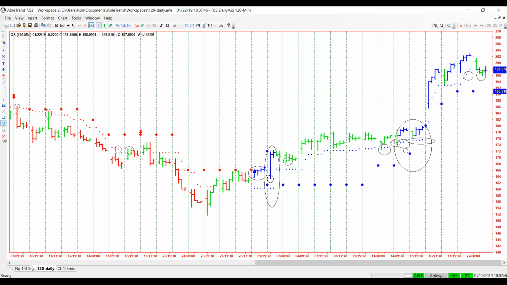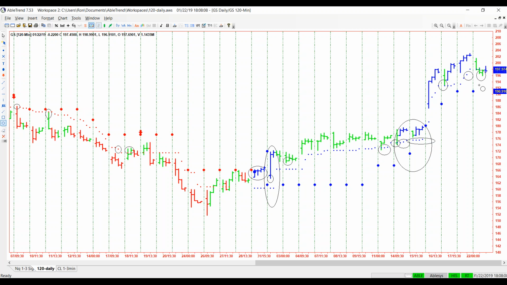Right there, stopped. Went down to the blue dot, stopped. Went down to the blue dot here, stopped. Bounced off and it went up again. Stopped out today at 196. We got in last week at 179. I mean, that's $17 a share in 5 trading days. That's a lot of money very quickly using the Able Trend signals, especially if you're trading call options.